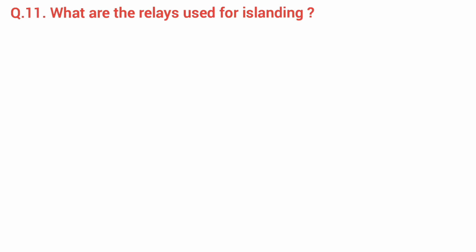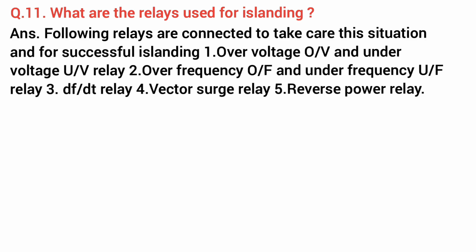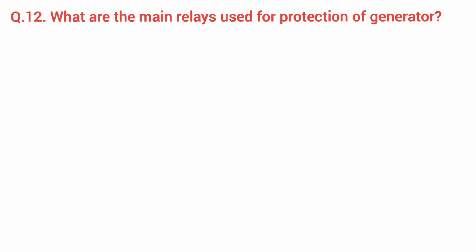What are the relays used for islanding? Following relays are connected to take care of this situation and for successful islanding. 1. Over voltage O divided by V and under voltage U divided by V relay. 2. Over frequency, O divided by F and under frequency, U divided by F relay. 3. dF divided by dt relay. 4. Vector surge relay. 5. Reverse power relay.